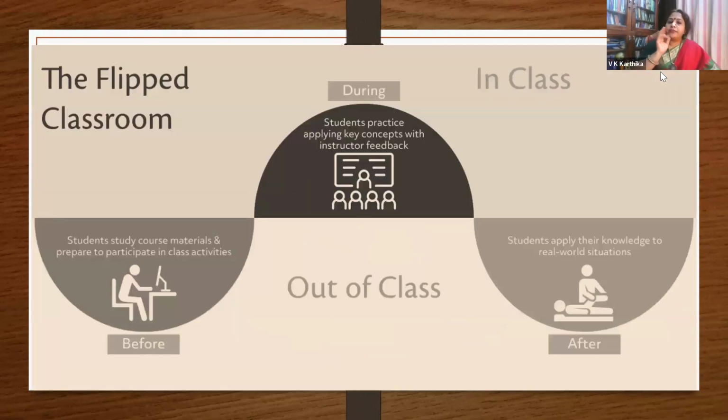And when we think about the flipped classroom that we talked about, there are certain things that the students do before and after. And during the class they apply key concepts with instructor feedback. But now what happens is that before the class they use AI. During the class, if they have access to digital tools, they use them. And even after that, they use them. So here again, when we are flipping the classroom, the reflection part is very important.